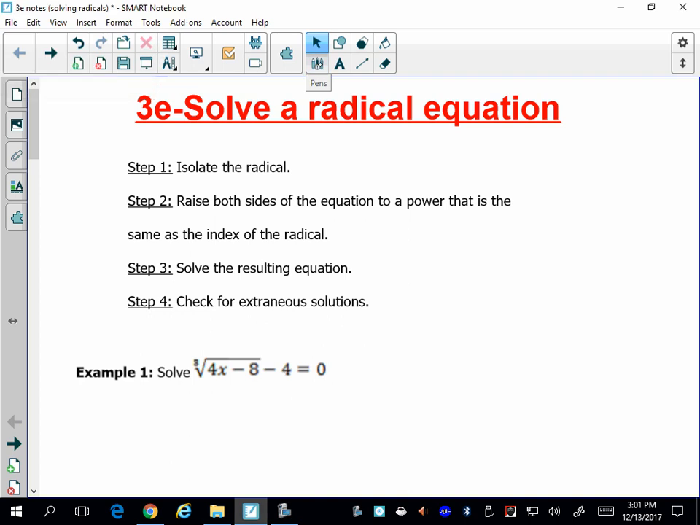This one's on 3E, which is solving radical equations. So I wrote down the steps here. The first step is to isolate the radical. Get the radical by itself. So if there's any operations on the outside, move them.